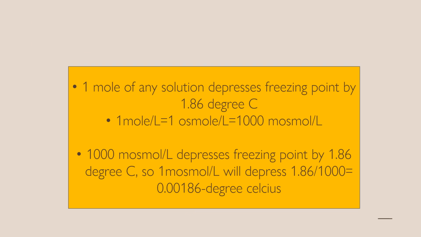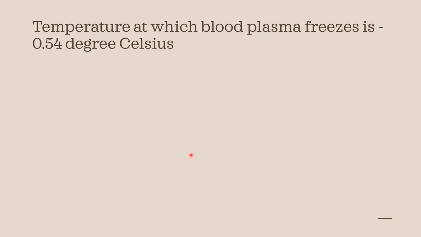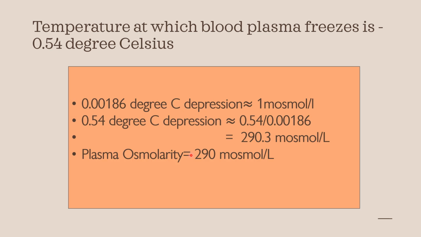0.00186 degrees Celsius. Now experimentally we have seen that blood plasma freezes at a freezing point depression of 0.54 degrees Celsius. So we know that if the concentration is 1 milliosmole per liter, then freezing point depression is 0.00186 degree. So 0.54 degree centigrade of depression of freezing point means 0.54 divided by 0.00186, obviously. So here we can say that the osmolarity of the plasma will be 290.3 milliosmole per liter, or we can say 290 milliosmole per liter.